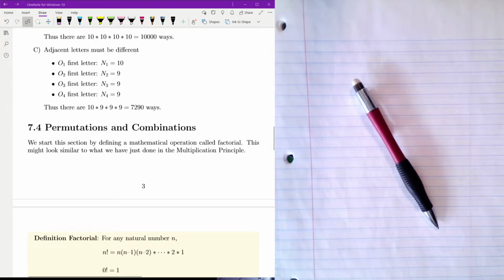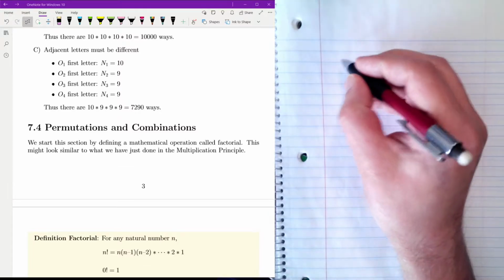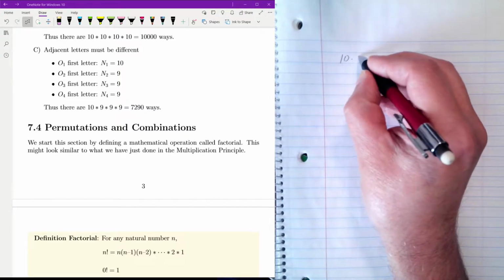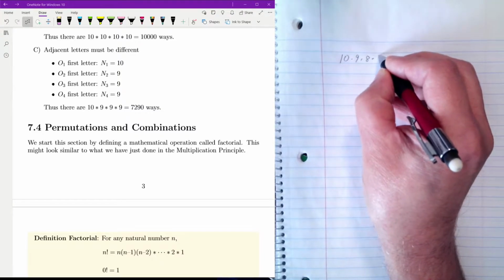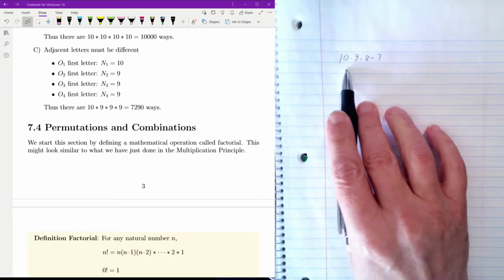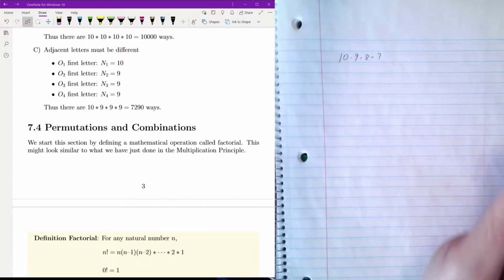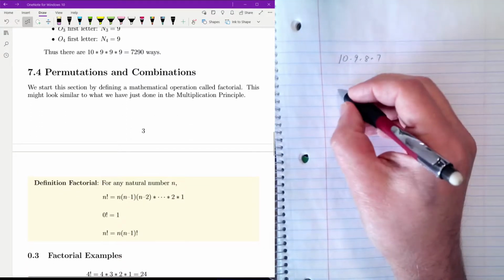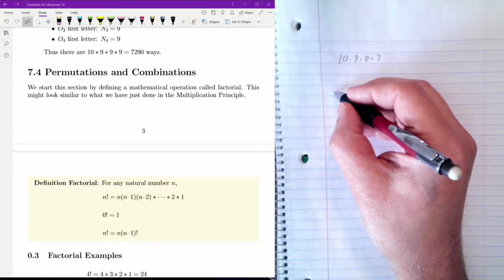Permutations and combinations. Before we do that, we're going to look at something called a factorial. So previously, just above, we looked at how many different ways there are to multiply things together. And one of the things that we came upon was, I believe, 10 times 9 times 8 times 7. Now, this sort of thing gets used quite a lot. In fact, it gets used so often that we define a mathematical function called factorial for it. So we define a factorial for any natural number.